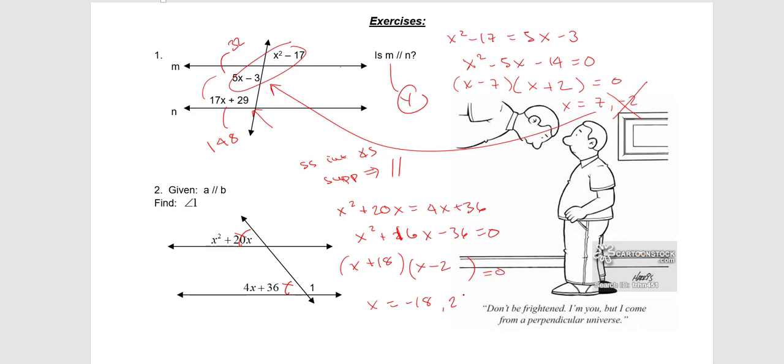And I can plug in both of those. Hopefully you can see that the negative 18 is not going to work because I'm going to get a negative angle right there. So I'm going to plug in 2 for this angle right there. Hopefully you can see that that's going to be 44. And if that angle is 44, then this one's going to be 136 degrees.